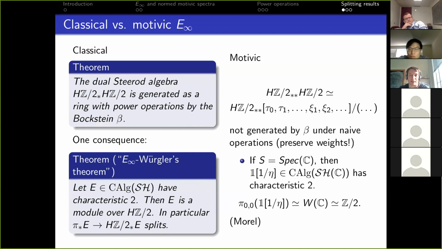So he tells us that the pi 0 of the eta-inverted sphere is the Witt ring of your base field. And if it happens to be the complex numbers, then the Witt ring is well known, it's just Z mod 2. So in particular, this eta-inverted sphere is an example of an E infinity ring spectrum, because the sphere is an E infinity ring spectrum, you invert something, it's still E infinity, and it has characteristic 2. So this E infinity Wörgler theorem would have to apply.